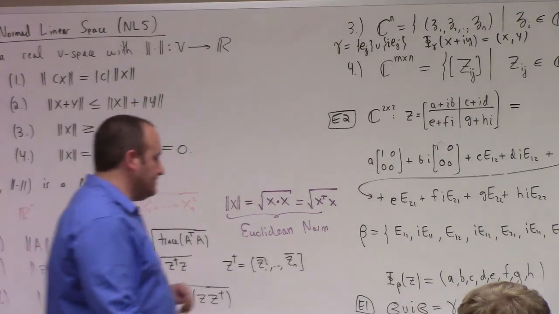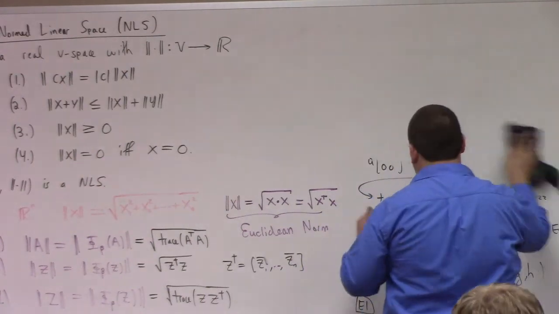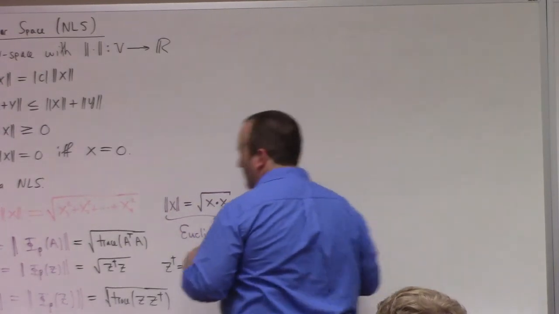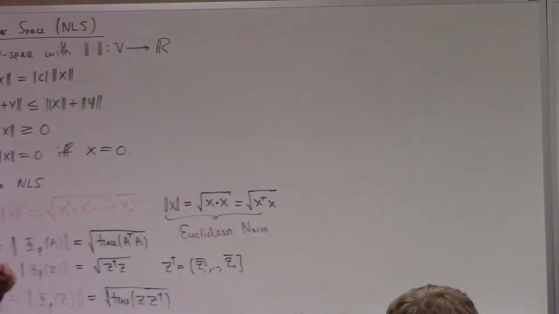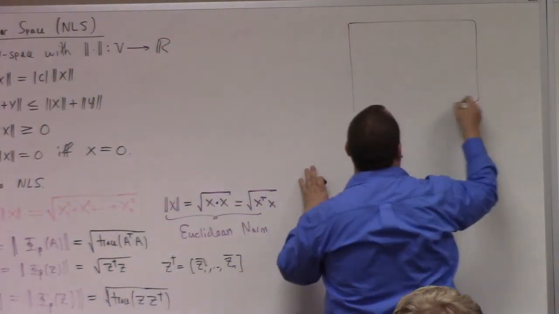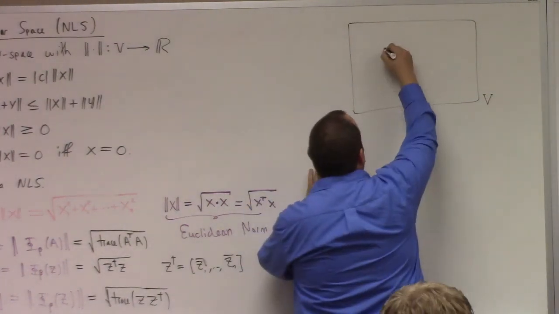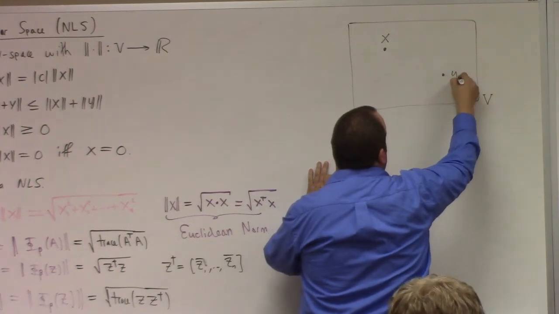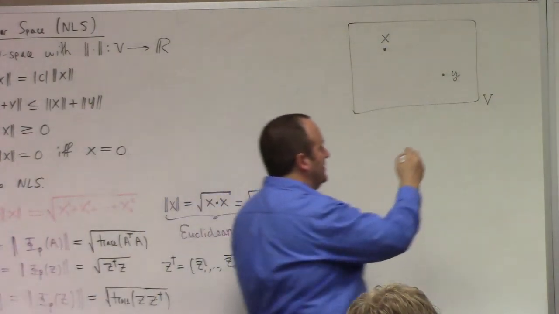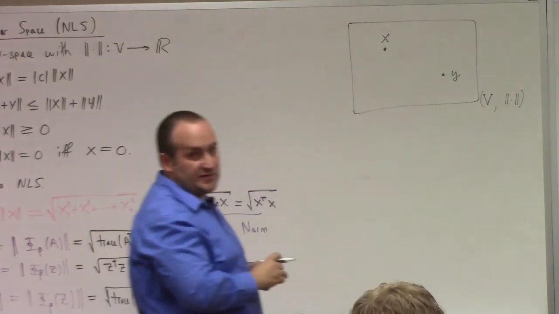What would that be? Let me draw a picture here. You guys tell me how to do it. If I'm in a vector space, a normed linear space, and I have 2 points in the normed linear space. So here's a picture, kind of nondescript, V. I've got 2 points, X, and here's another point, Y. How do I figure out the distance between X and Y in V, being a normed linear space? Not just a vector space, it's a vector space with a concept of distance.